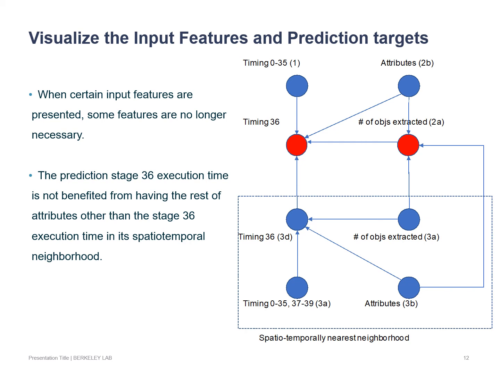According to the map, when certain features are used, we can reduce the model size by removing some other features. For example, when the processing time of stage 36 in an image's spatial-temporal neighborhood is presented, other features in the spatial-temporal neighborhood become redundant. Another interesting fact is that prediction of stage processing time depends more on the historical stage processing time. The prediction of the number of objects, on the other hand, depends more on the attributes of the image.